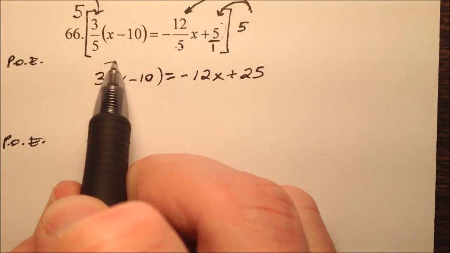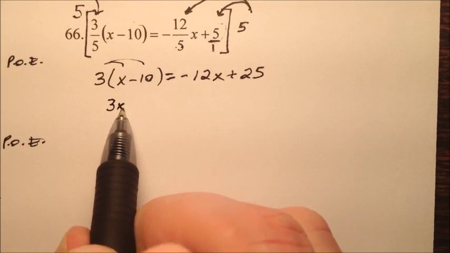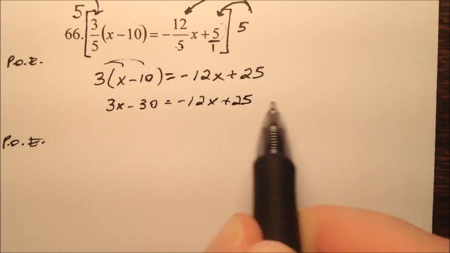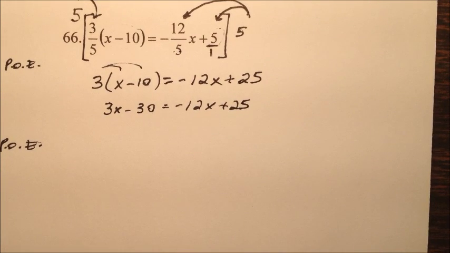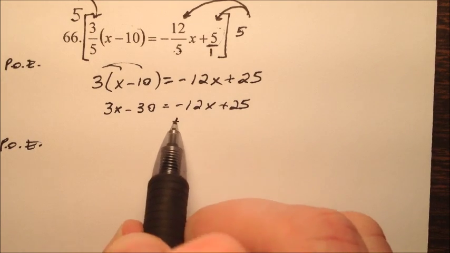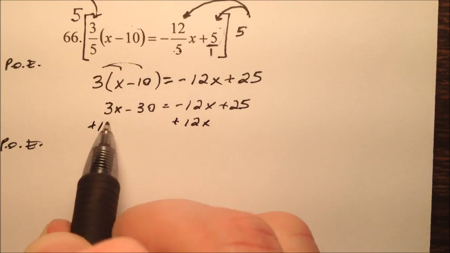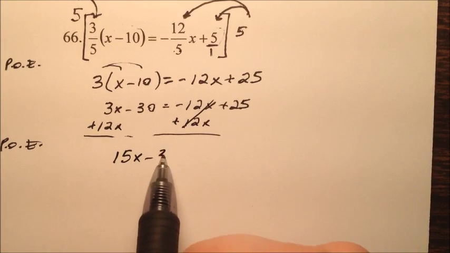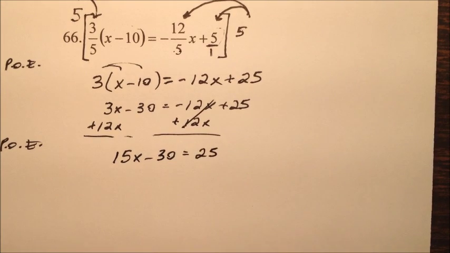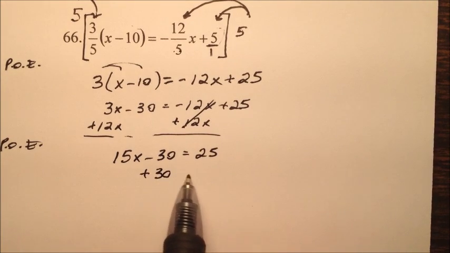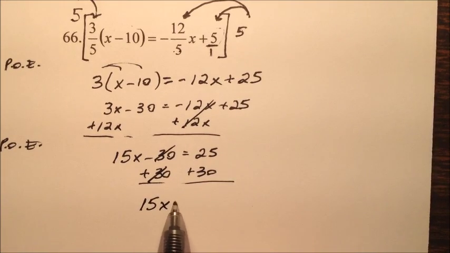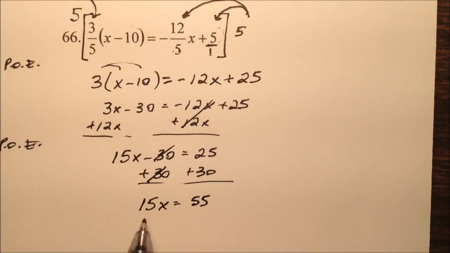So now we can use our distributive property. 3x minus 30 equals negative 12x plus 25. This problem looks so much nicer now since there's not fractions running amok all over the place. So we can add 12x to both sides. And those will cancel. We'll get 15x minus 30 equals 25. And we can add 30 to both sides. So those will cancel. And we get 15x equals 55.